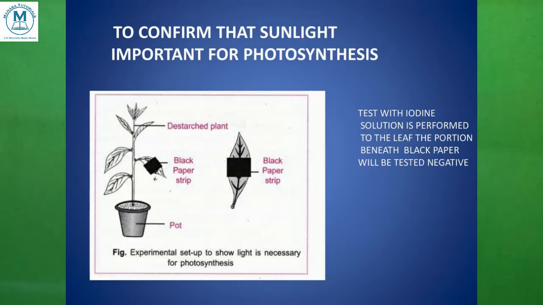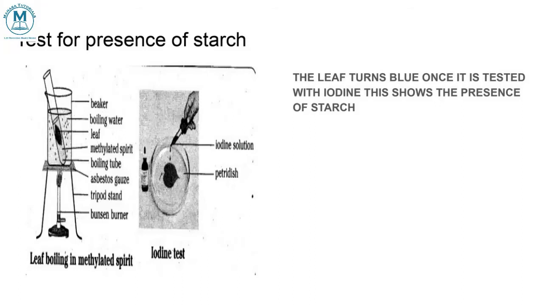So in this de-starched plant, we need to take one thick black color paper, and we need to cover some portion of the leaf as shown in the figure with that black color paper, and leave it in sunlight. So after a few days, when you perform the experiment with that leaf which you have covered with black color paper, you need to perform here again the iodine test, that is the test to prove the presence of starch.